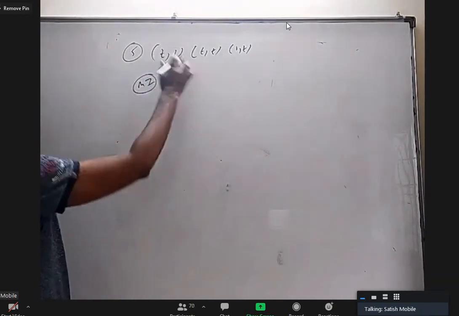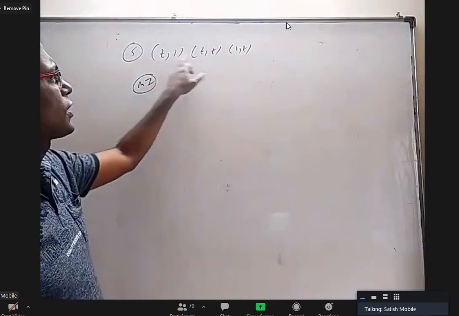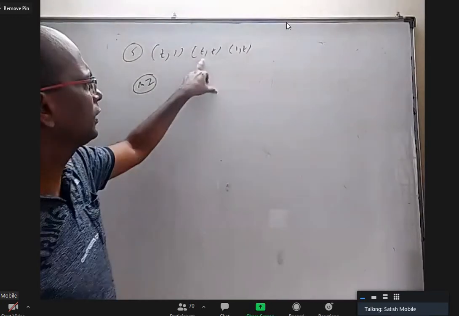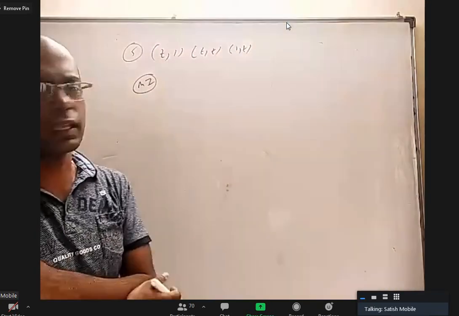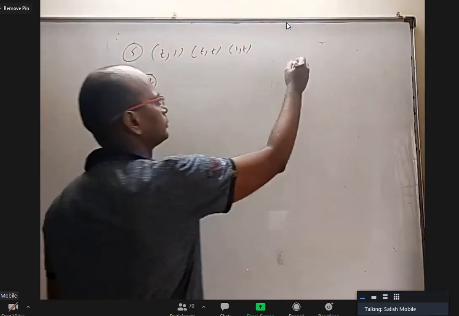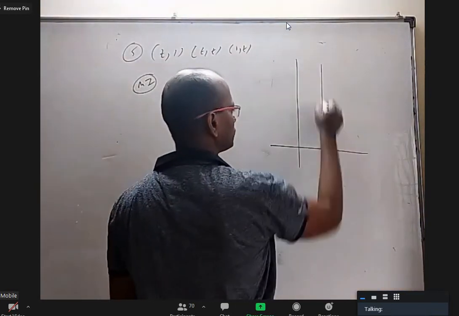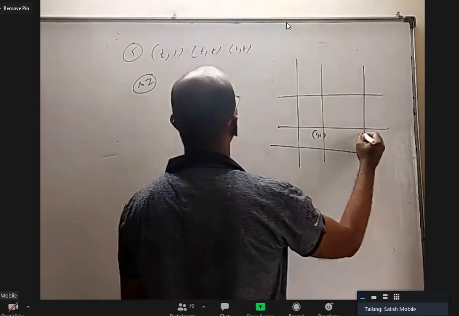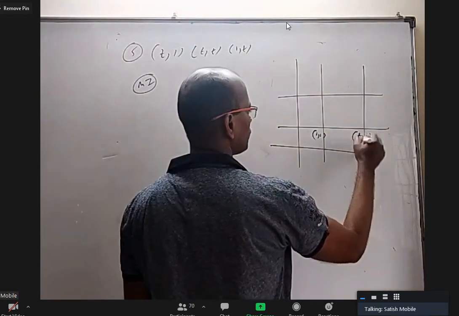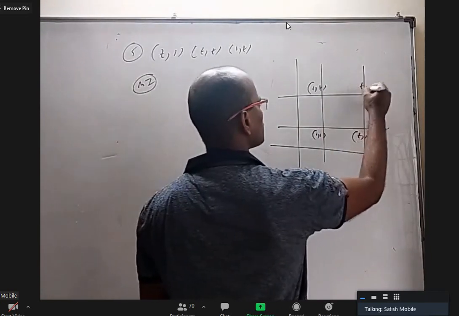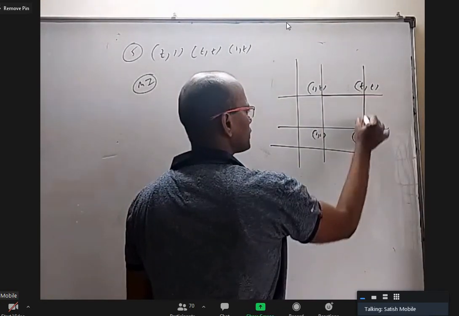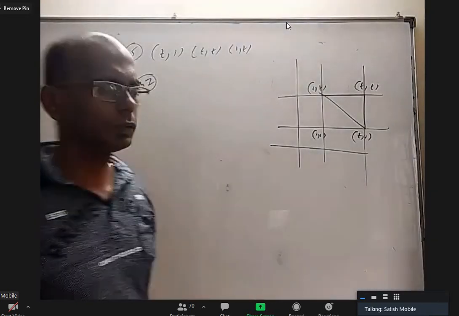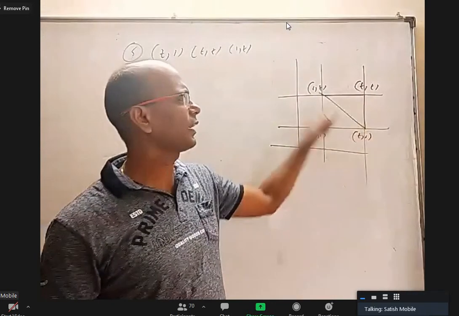Method 1: first of all, this is a right angle triangle. Why? Because these have the same x coordinate, so they lie on the same vertical line, and these have the same y coordinate, so they lie on the same horizontal line. In fact, this is (1, 1), this is (t, 1), this is (1, t), and this is (t, t). So with (1, 1), this is a right angle triangle.